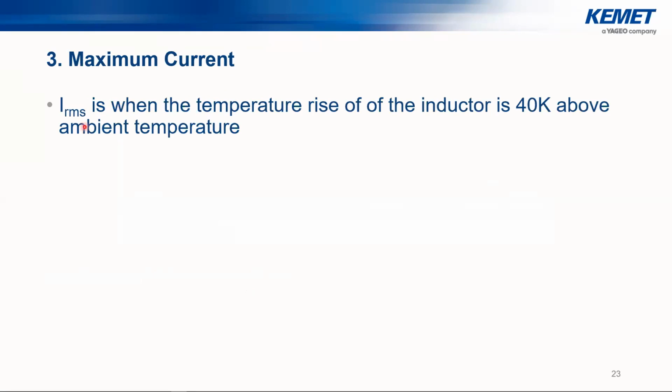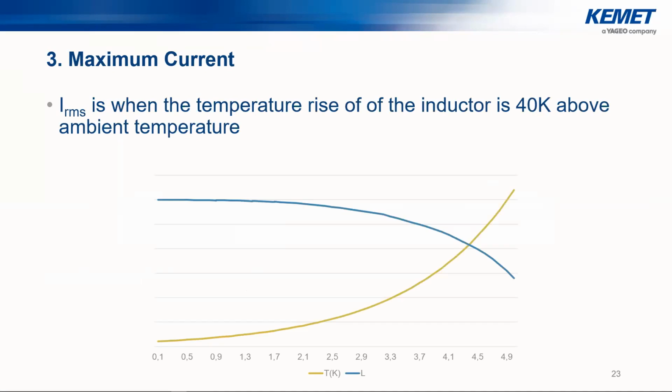So the IRMS is the current when the temperature rise of the inductor is 40 K above the ambient temperature. Let's look into a picture. This means there's a current, and when you increase the current more and more, there's one point when your inductor is 40 K higher or warmer than before with no current. And this is the point where we defined this is the IRMS. Well, we can also define the point where we have 60 K and then it's 3.9. Or maybe we defined, I don't know, 80 K, but this is just a definition.